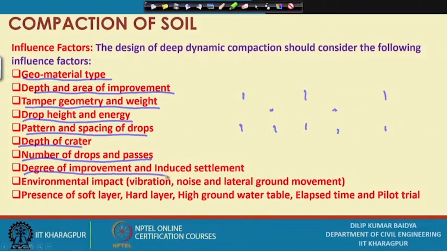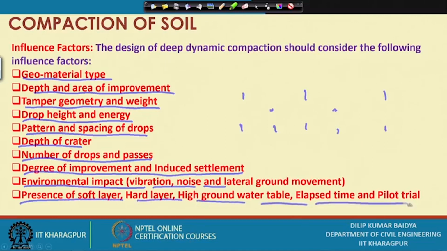And degree of improvement and induced settlement, how much settlement you can permit. The environmental impact, that means if you use a particular weight and a particular height, we can find out the vibration level, the peak particle velocity. If there is a nearby locality, there is a limit for peak particle velocity, so you can calculate that, and we can finally decide what weight to be used and recommend. And presence of soft layer, hard layer, high groundwater table, etc., all of these influence the compaction.